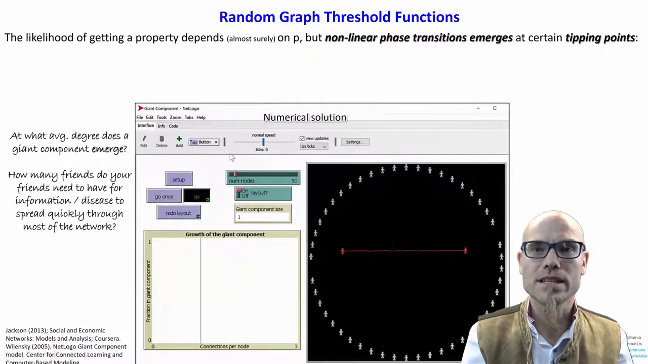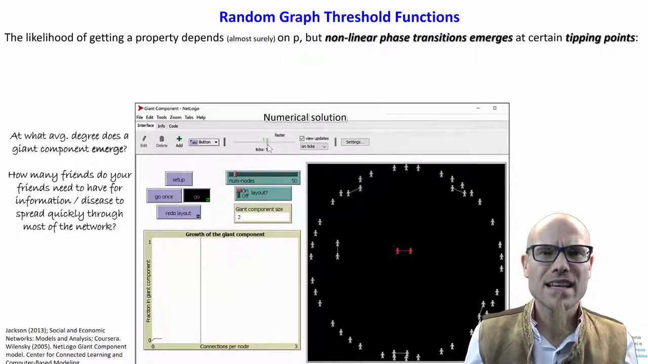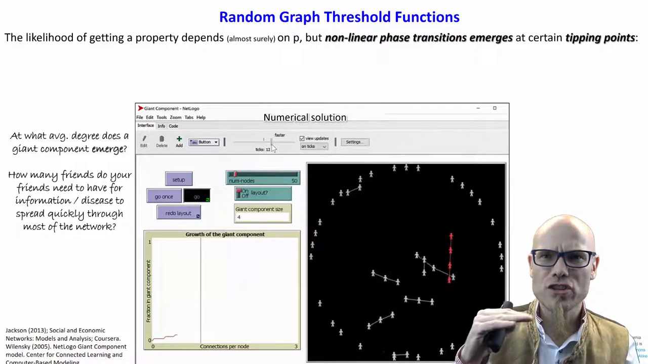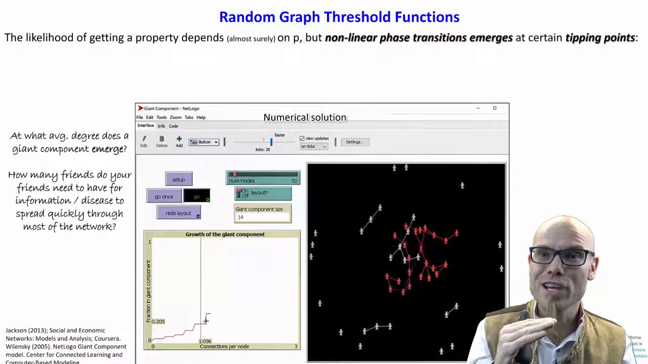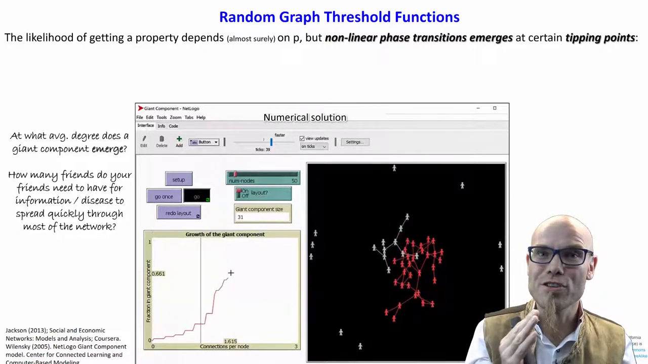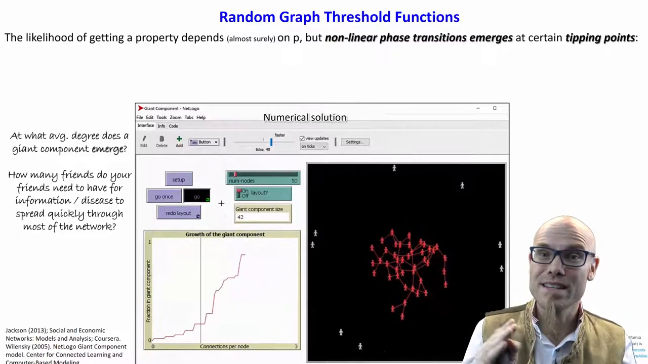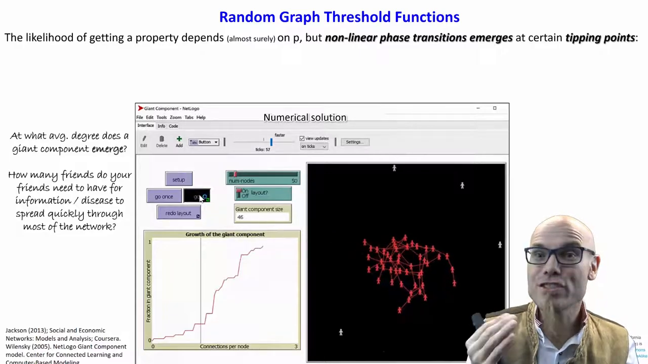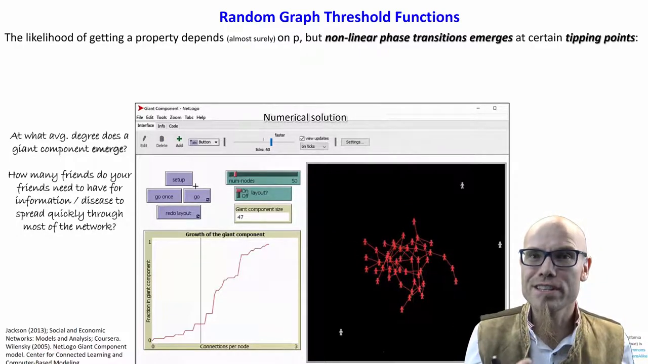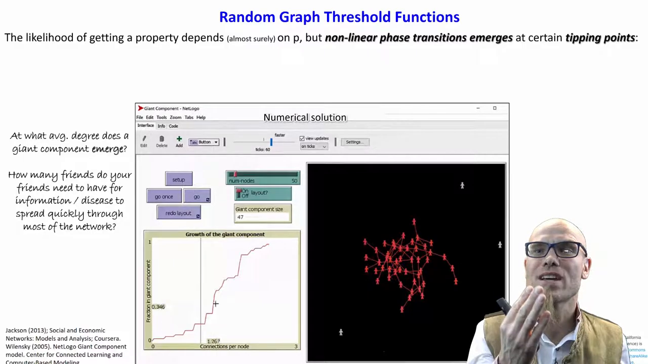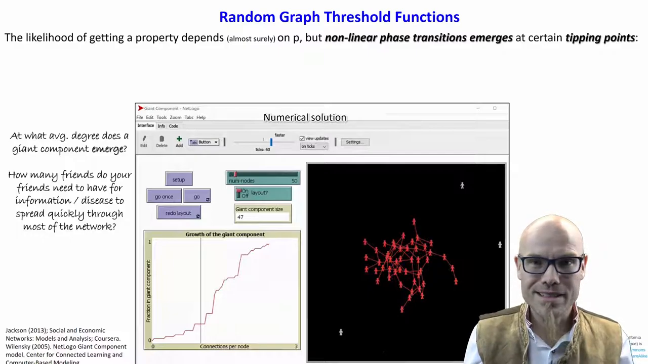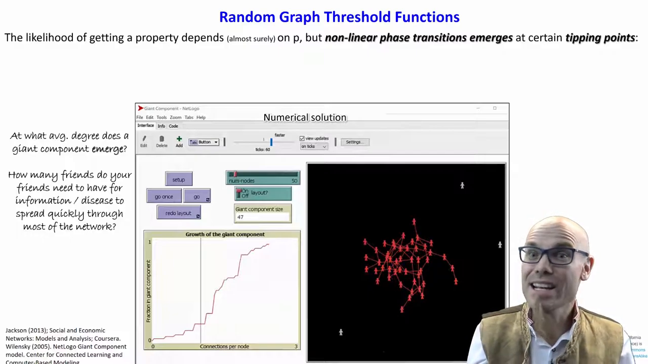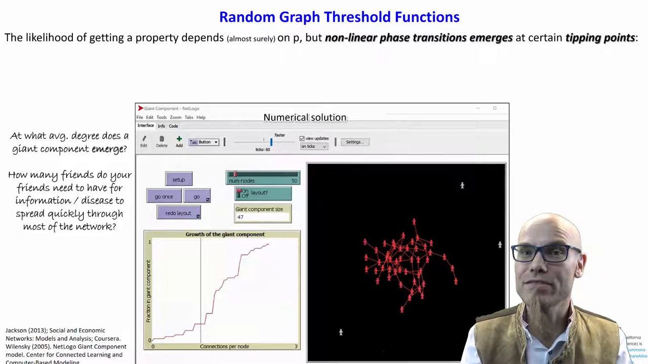Let's run it again to see if there's something to that. Yeah, nothing happens for a while. The fraction in the giant component is pretty low. And suddenly, after we get to this threshold of one connection per node, it starts to go up. There's this phase transition, this tipping point, this threshold function after which things start to change. So there's a qualitative difference. More is different. You can add and add and add, and at one point, well, it becomes qualitatively different.